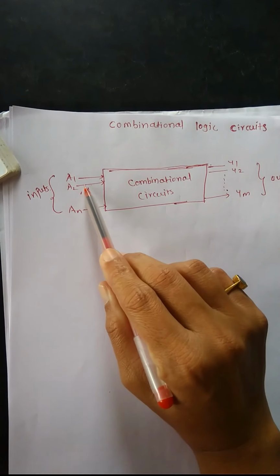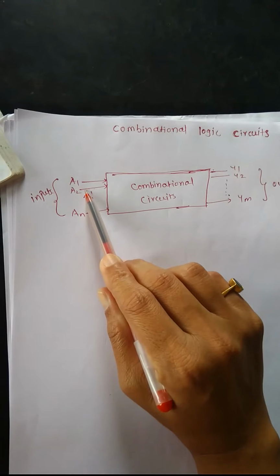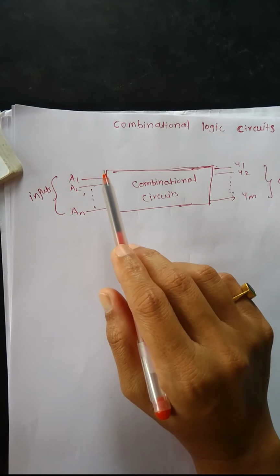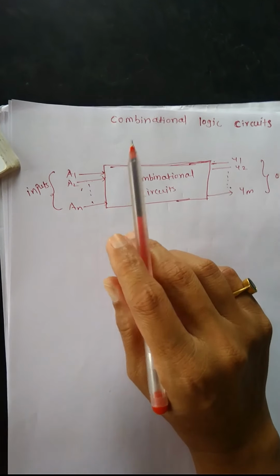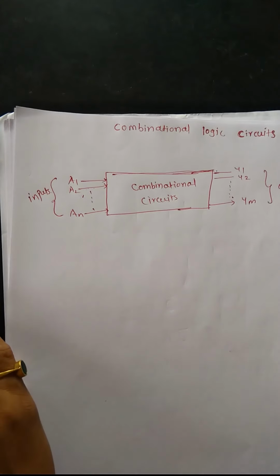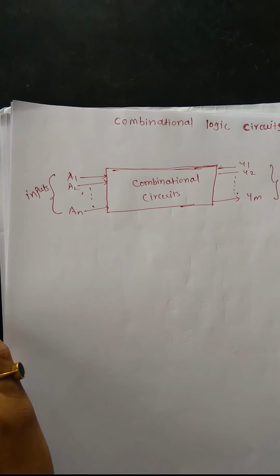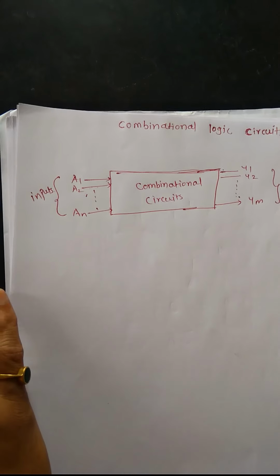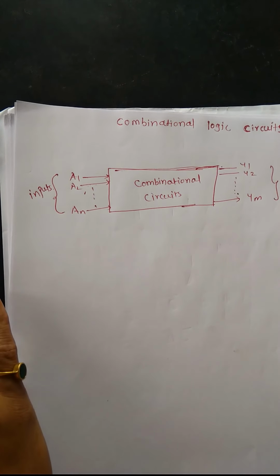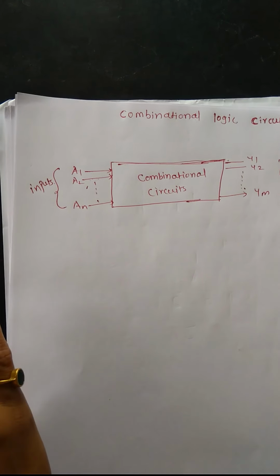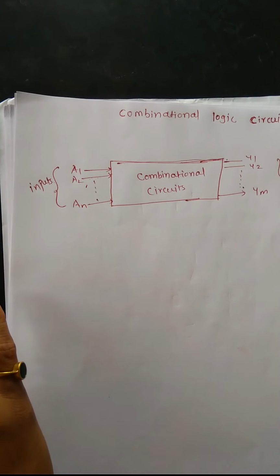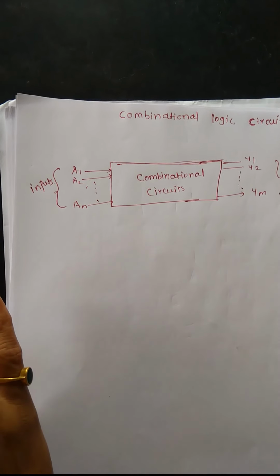Output depends only on the present input at that instant of time, that is known as a combinational circuit. The combinational circuit does not use any memory element. So the previous state of output does not have any effect on the present state of the circuit, and the sequence in which inputs are applied also does not have any effect on the output of the combinational circuit. A combinational circuit is a logic circuit whose output depends only on the combination of inputs.